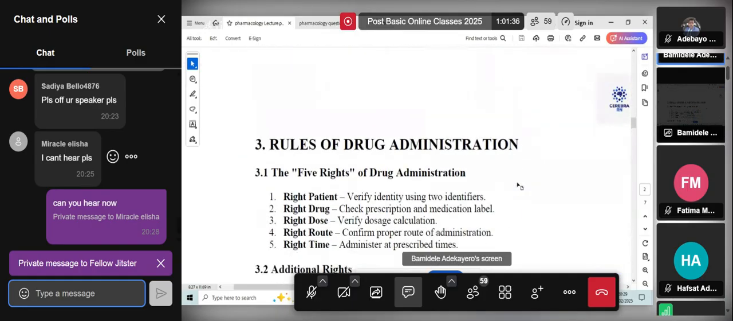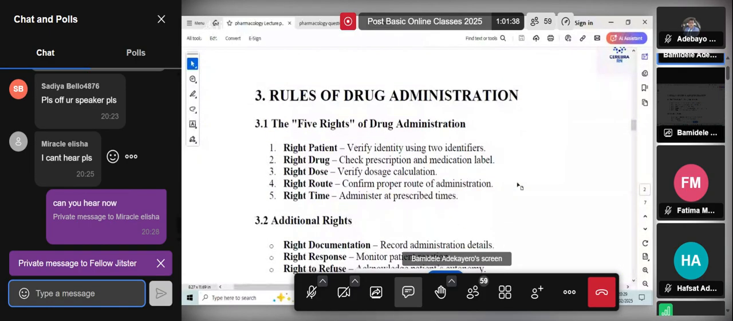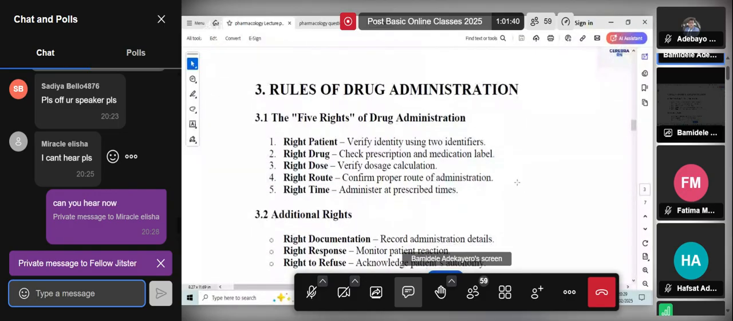Moving on, we have rules of drug administration. As nurses, we need to know the rights of drug administration. It is very simple. It's a very common acronym. You need the right patient. You should not give a drug belonging to Mr. A to Mr. B. That is a drug error. So you need to make sure that you are giving the drug to the right patient.